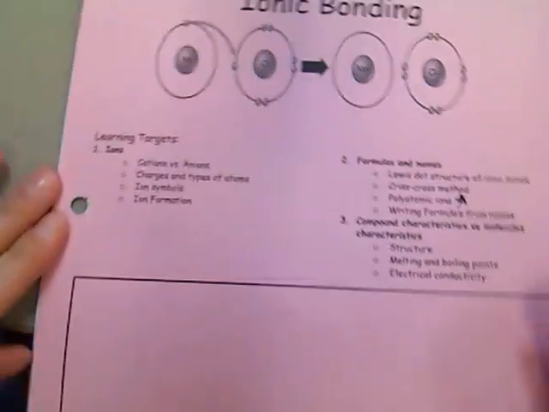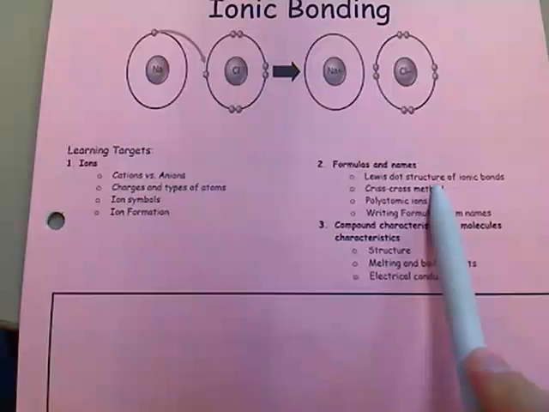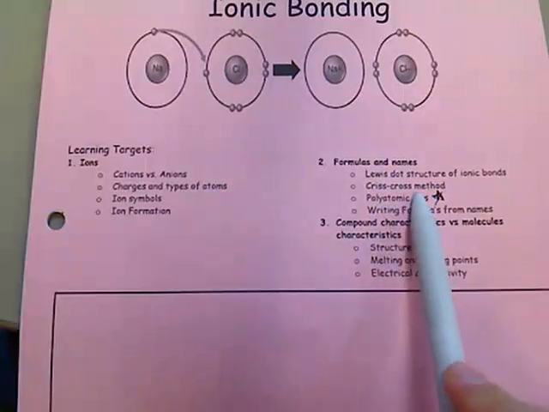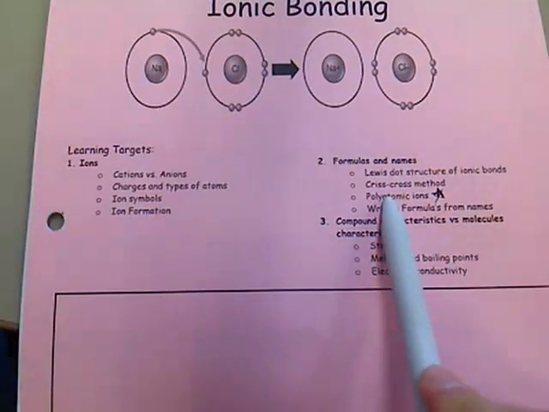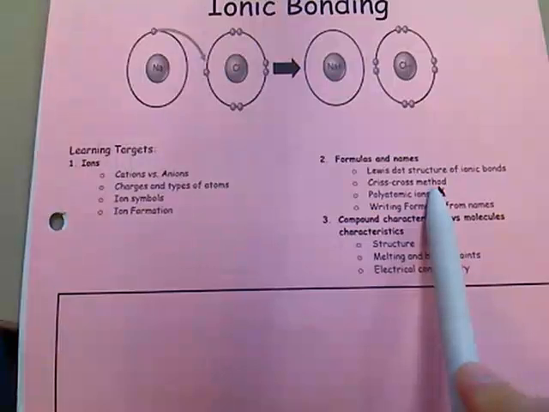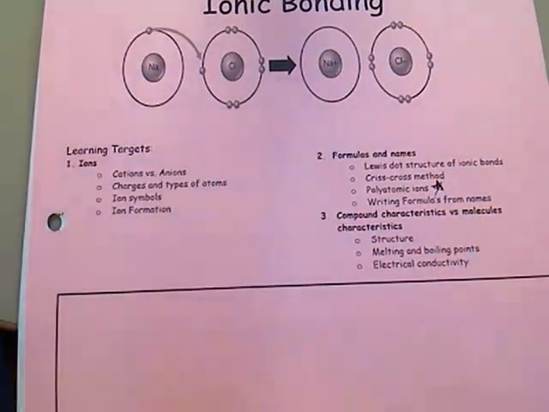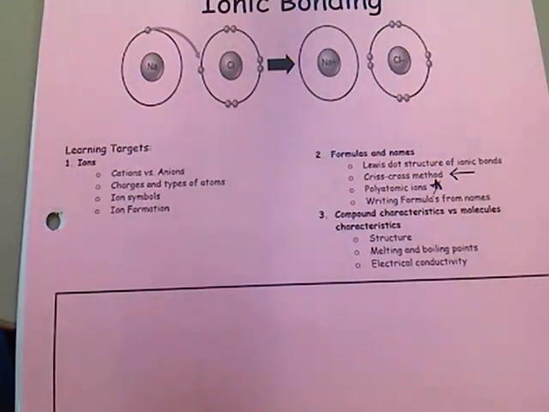We have just finished learning about Lewis dot structure of ionic bonds, and we've been working on the Criss-Cross method as an inquiry activity. We've been practicing that. If you've not finished that, we will be finishing that today. If you have finished that, we're going to be starting on the polyatomic ions inquiry today. But this video is to review the Criss-Cross method so you can finish up that assignment and make sure it makes sense before you start on the polyatomic ions inquiry.